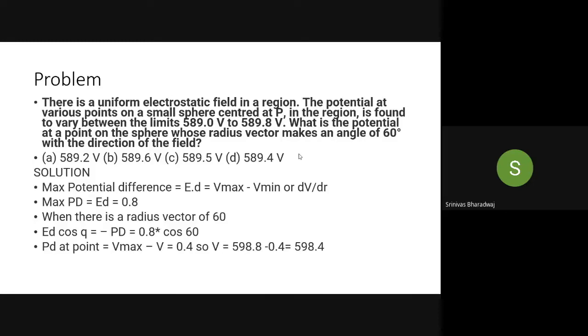So the maximum potential difference is E times D. E dot dl is the potential difference. Here it is the integral of E dot dl, and dl will become D. So E times D is 0.8, and it is at an angle of 60 degrees, so 0.8 times cos 60 will give you the potential difference. Cos 60 is half, right? The field makes an angle of 60 degrees, therefore it is halved. Therefore you will have V as 598.4.